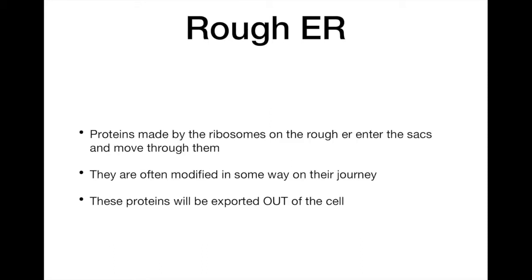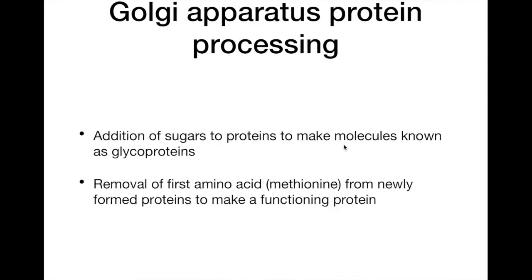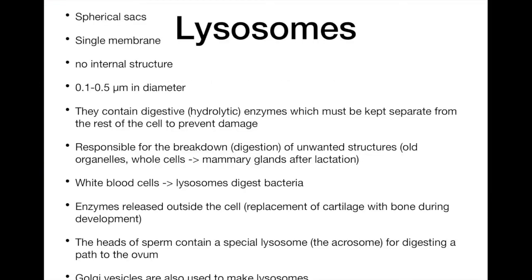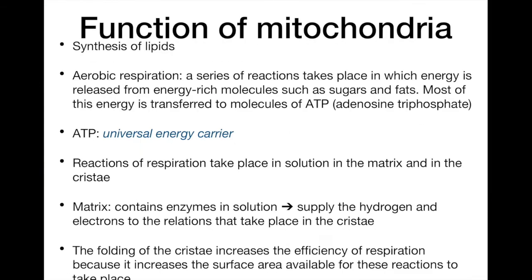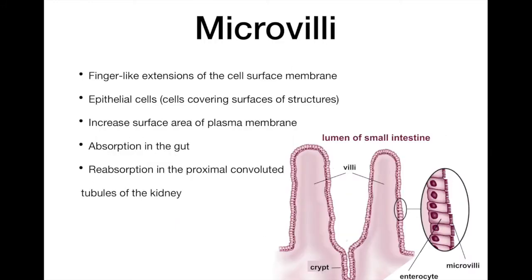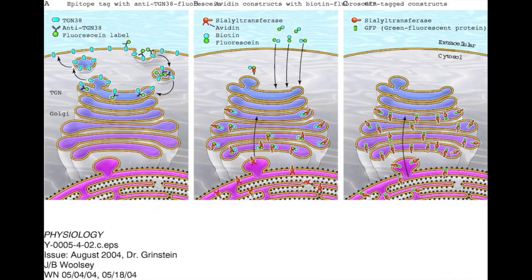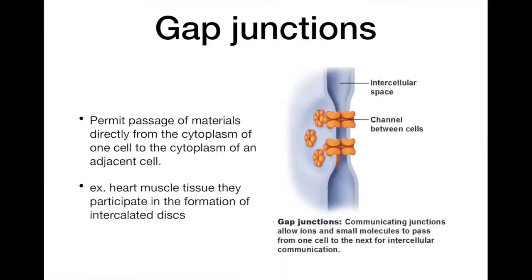Now, the rough ER. We said that ribosomes are the site of protein synthesis, and that they're found free in the cytoplasm and on the ER. But what is their difference? Do I have a full cell picture here? I don't. Oh god, wait, give me a minute, guys. I'm sorry. I want a full cell picture to show you something.